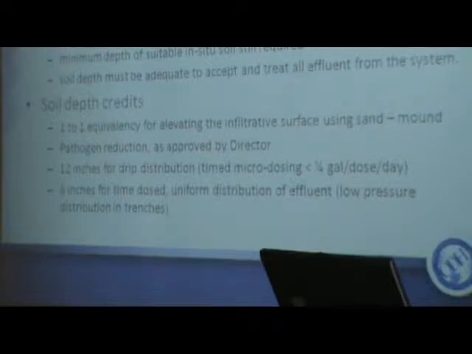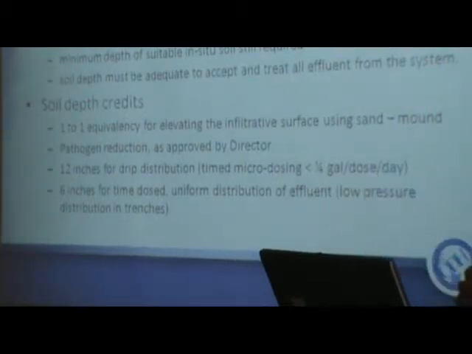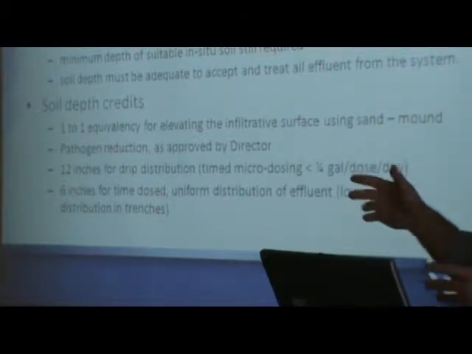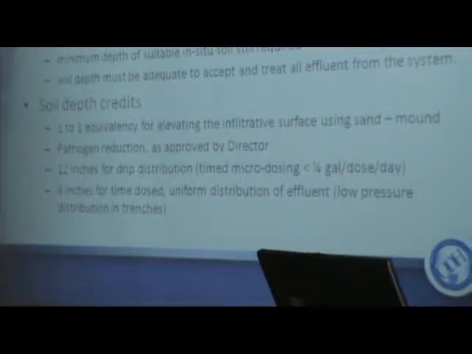You get a 12-inch soil depth credit for drip distribution. And in parentheses there at the end, time microdose, and there is a maximum volume of water that can be dosed per day. So it's not just drip, it's drip with this special qualification, and most drip systems that go in are meeting that qualification. So it's not usually a problem. So 12 inches for that type of distribution.